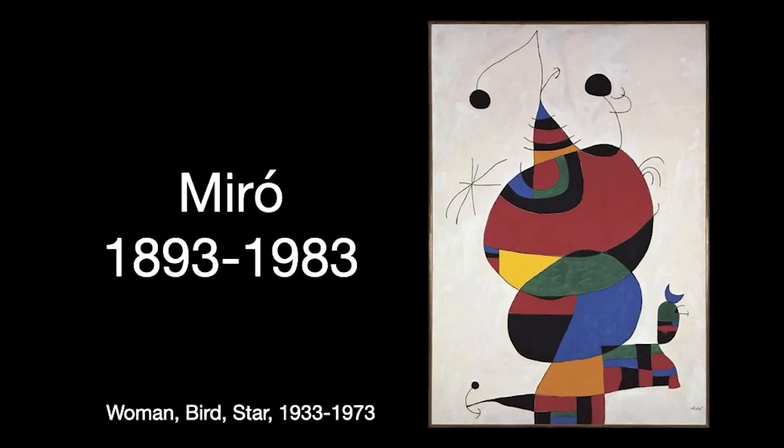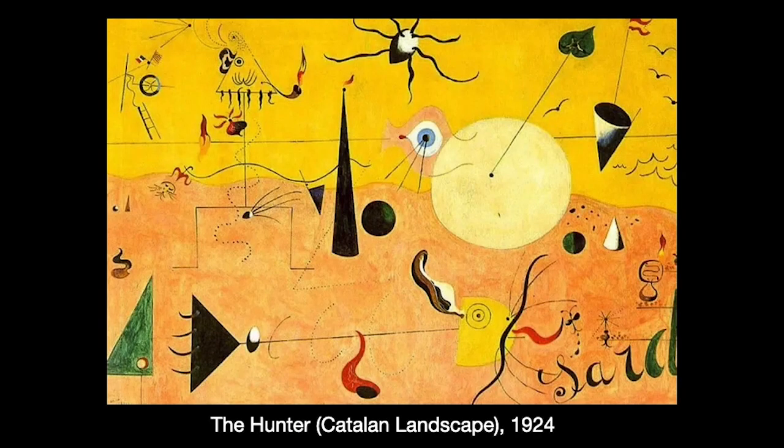Joan Miró was a Spanish artist born in 1893 in the city of Barcelona. He was most famous for his surrealist art. Let's take a look at what the word surreal might mean.